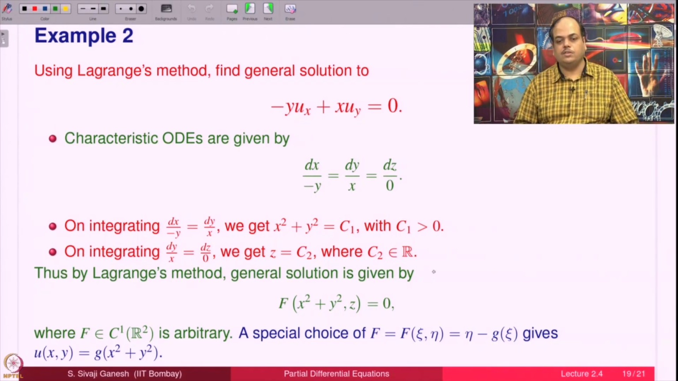I do not want to use these terms and discuss this further, but as long as you get phi equal to constant and psi equal to constant representing characteristic curves, capital F of phi comma psi equal to 0 will always represent a general solution, provided we can solve for z in terms of x and y. For example, if I chose this f, of course, this is solvable: u equal to g of x square plus y square, where g is an arbitrary function.